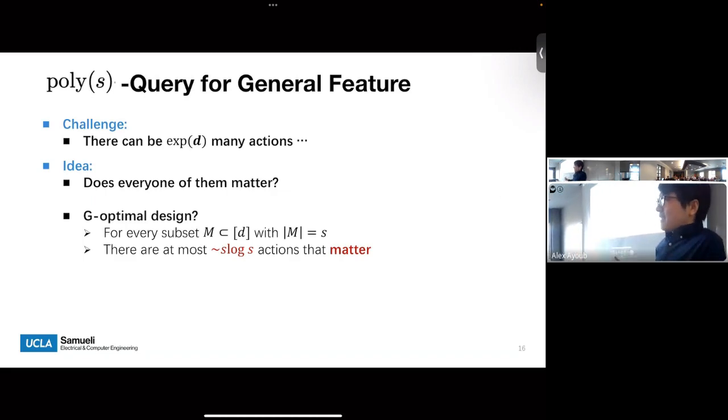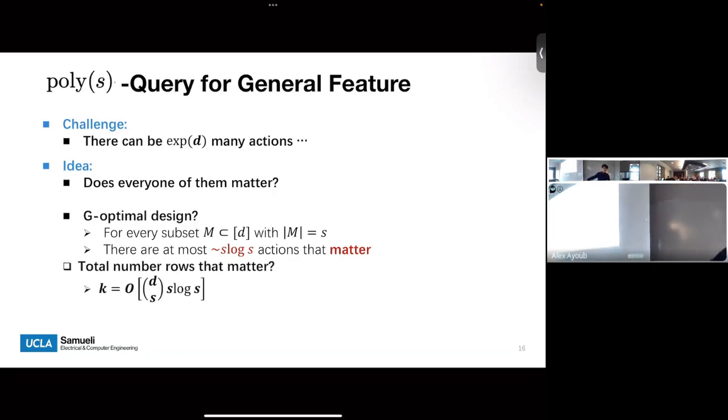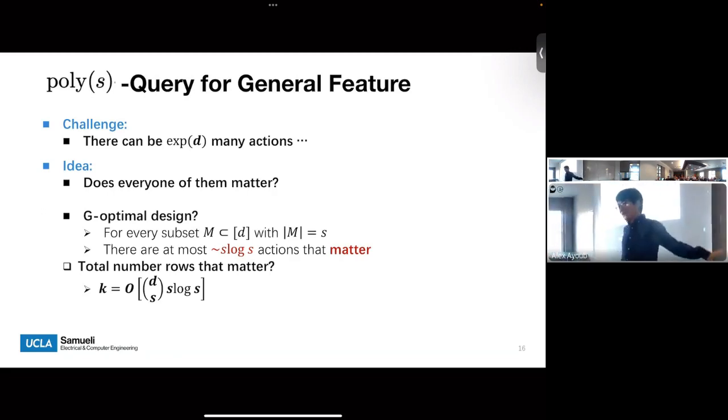So for every index set, only this many polynomial actions matter, but there are at most D choose S such index sets, right? For each such index set, this many actions matter. The total number of actions that matter is D choose S times some S. The rest of things, get rid of them. I don't need to care about them anymore.